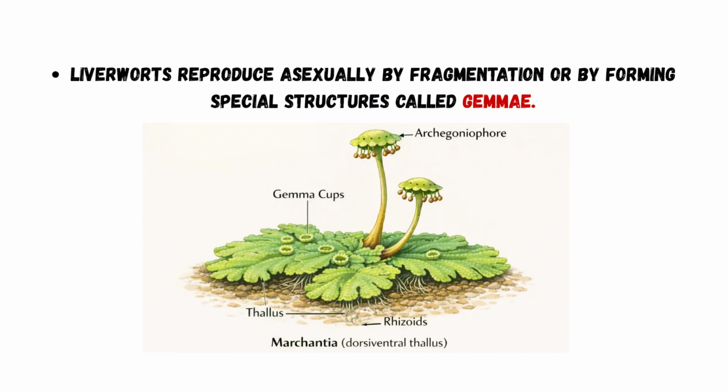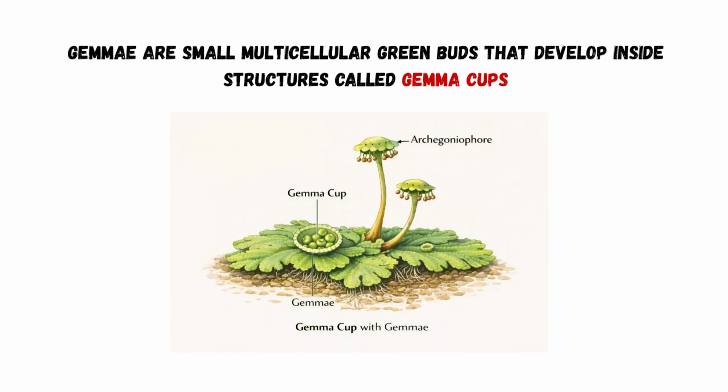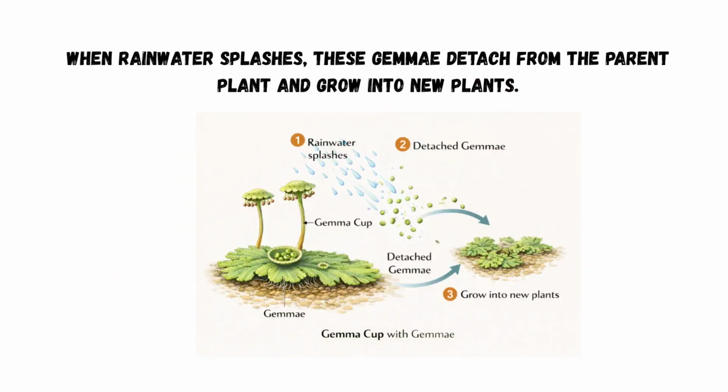Liverworts reproduce asexually by fragmentation or by forming special structures called gemmae. Gemmae are small multicellular green buds that develop inside structures called gemma cups. When rainwater splashes, the gemmae detach from the parent plant and grow into new plants.